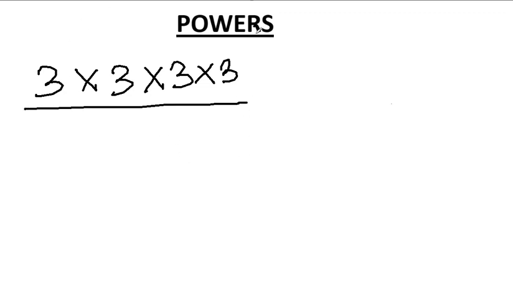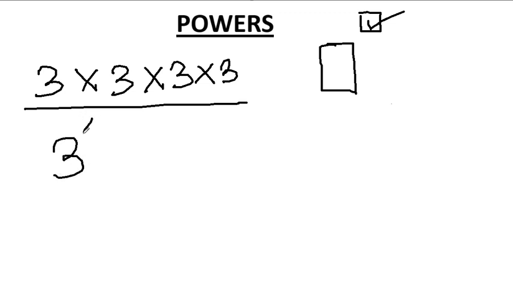Now, when I'm talking about powers, it means a number should be there at the bottom, and a number should be there at the top. So this is called a power, okay? So 3 times 3 times 3 times 3 can actually be written as 3 to the power of 4.